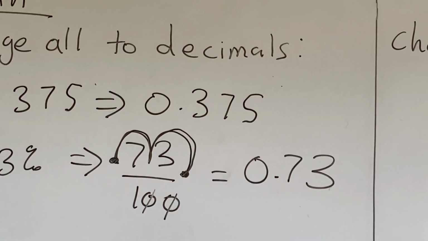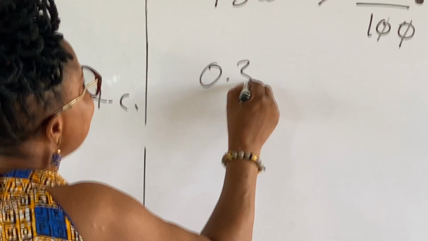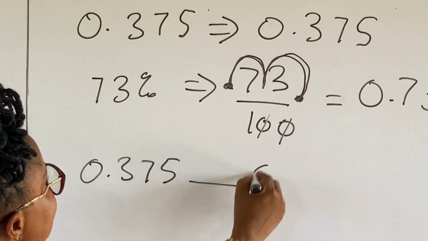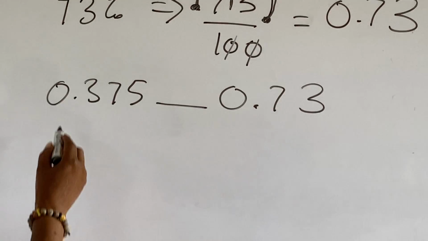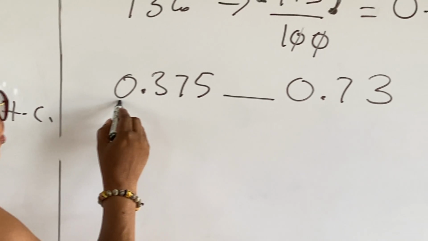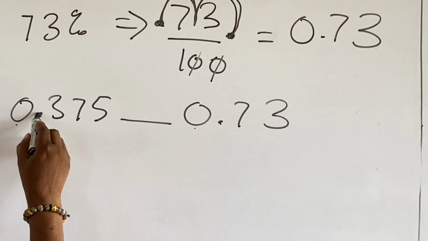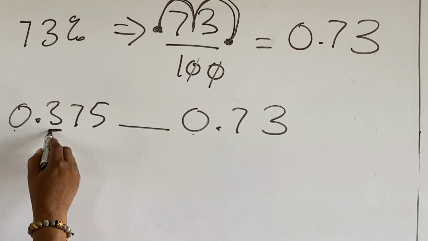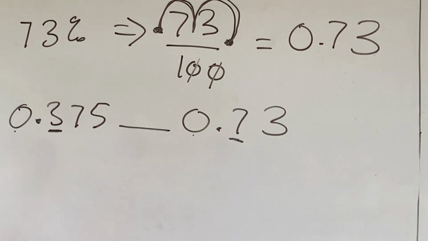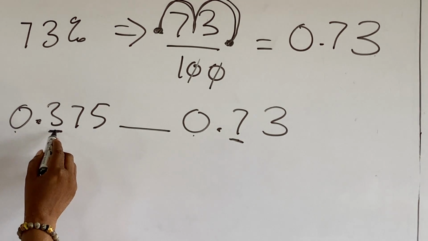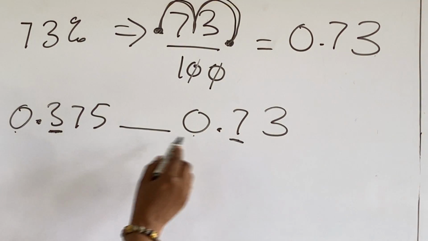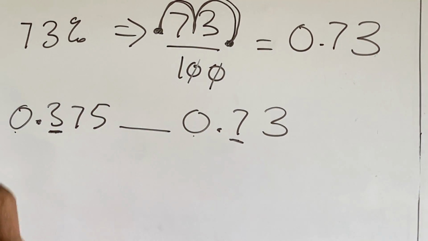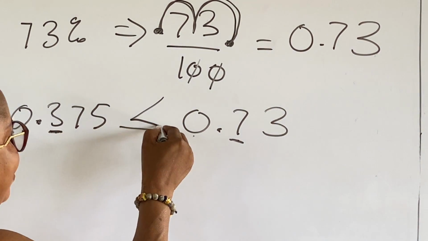So we can now compare 0.375 and 0.73. When we look at the zeros here, they are the same. But after the decimal point, we have 3 here, we have 7 here. So we have to compare the two numbers. We are going to compare 3 and 7. In comparing 3 and 7, you see that 7 is greater than 3. So the open end will face this.